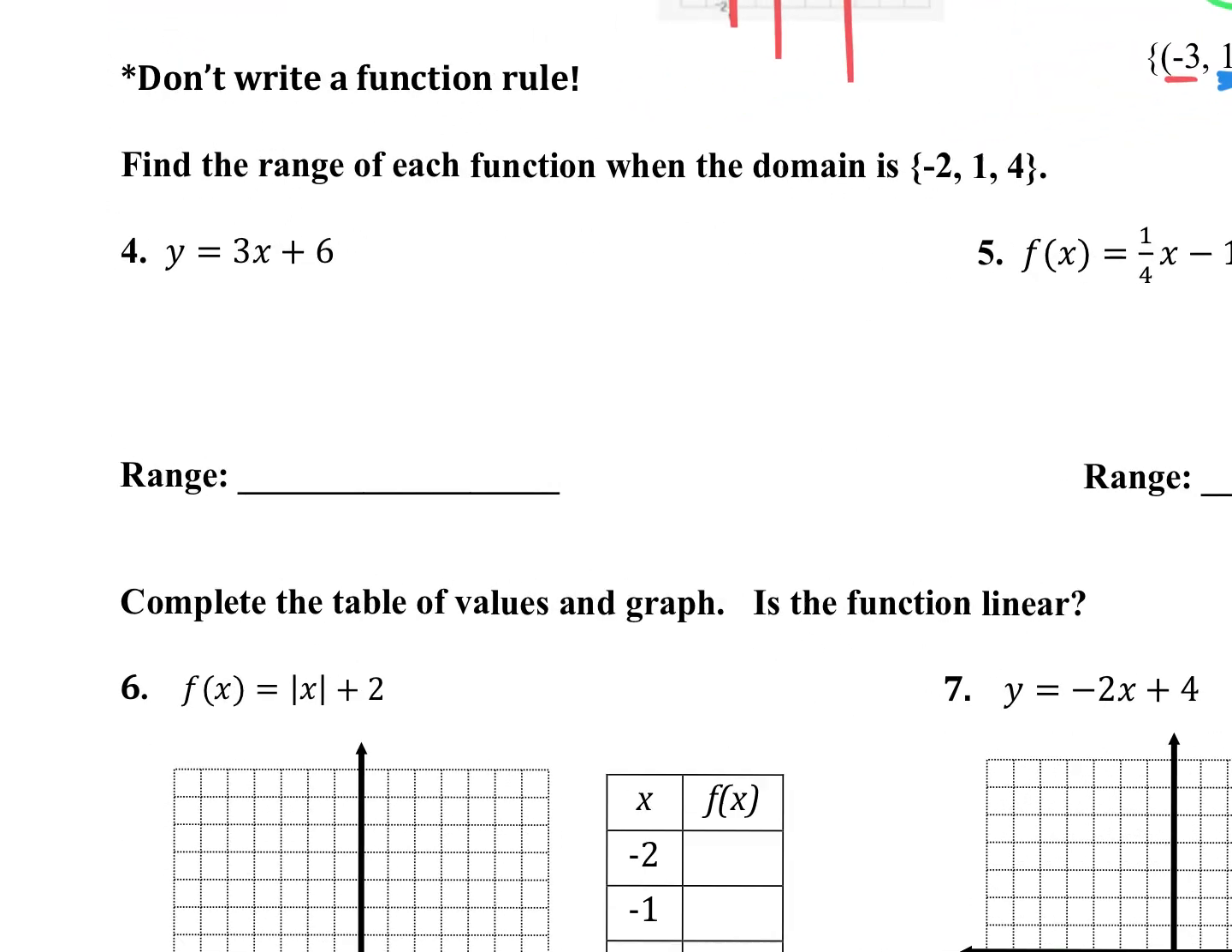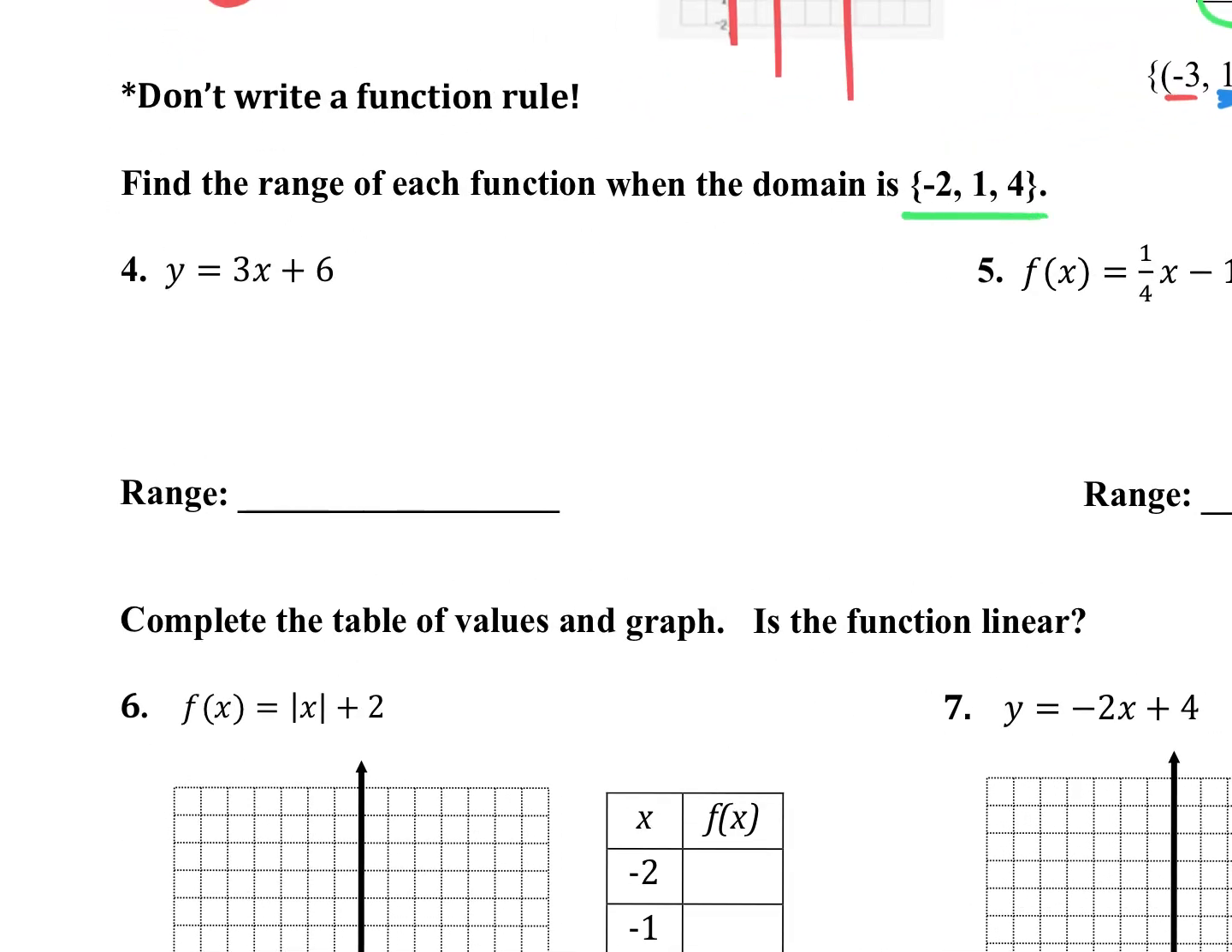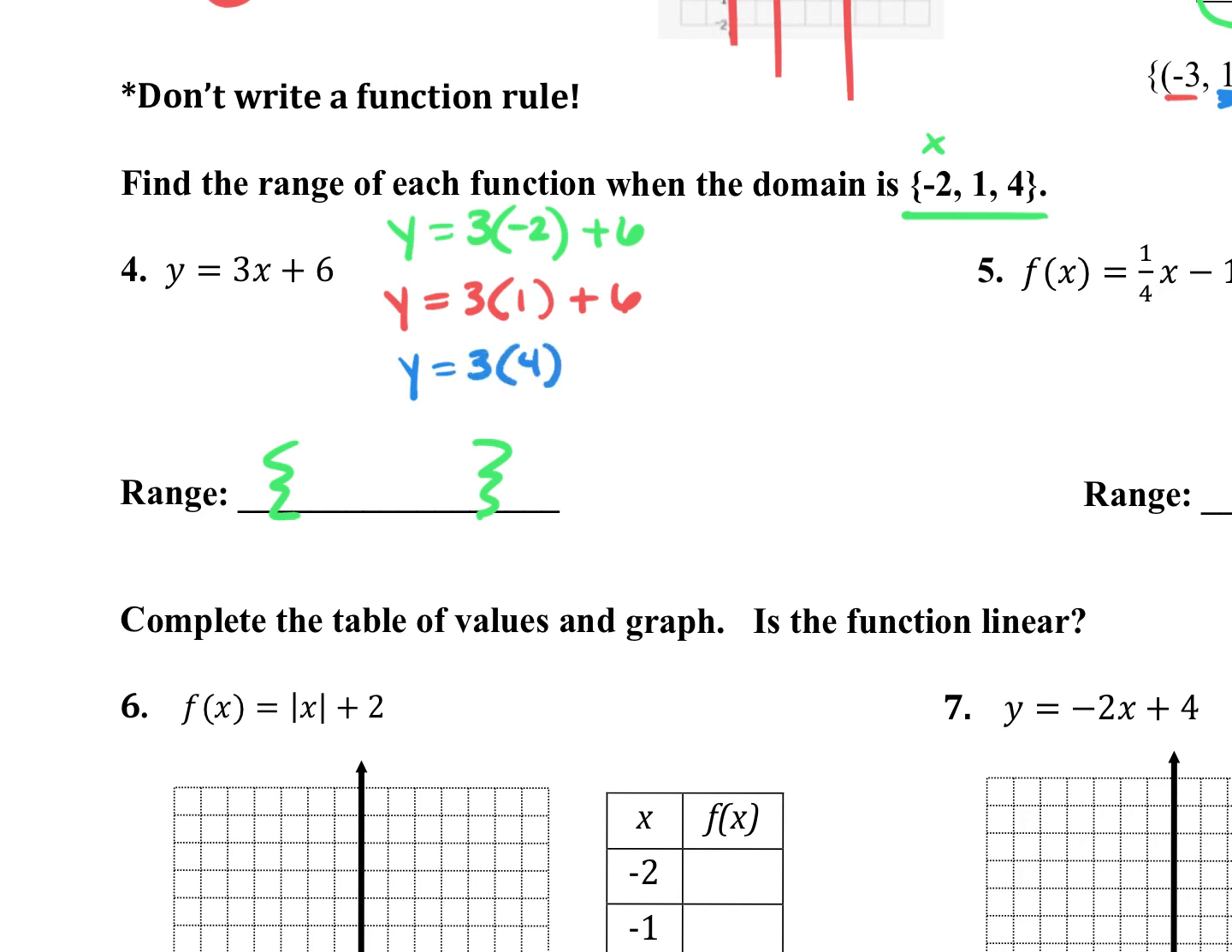Okay, this one. For number 4, they tell you, here's your domain. Find the range. Your range gets written just like your domain did. So brackets, and you put them in order with no repeats, okay? So you're really just solving 3 setups. Y equals, these are your x's, right? So 3 times -2 plus 6, okay? That's the first one we're going to solve. The second one is y equals 3 times 1 plus 6. And the third one is y equals 3 times 4 plus 6.